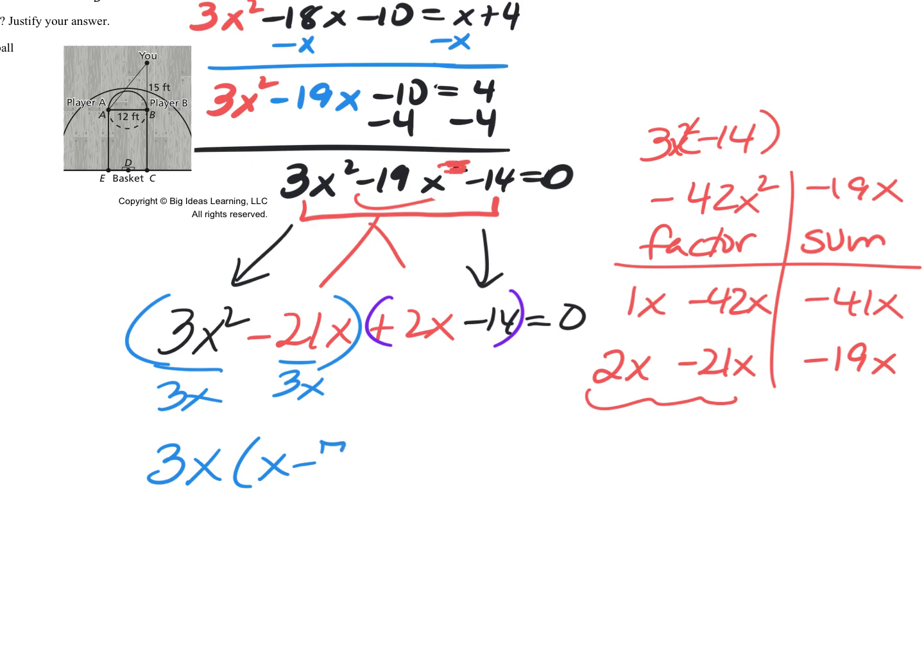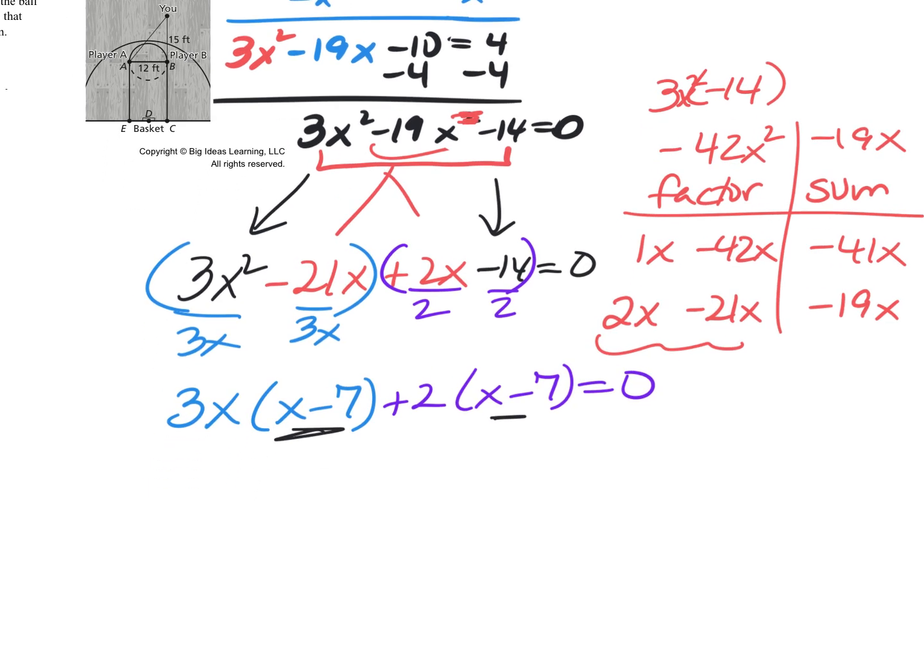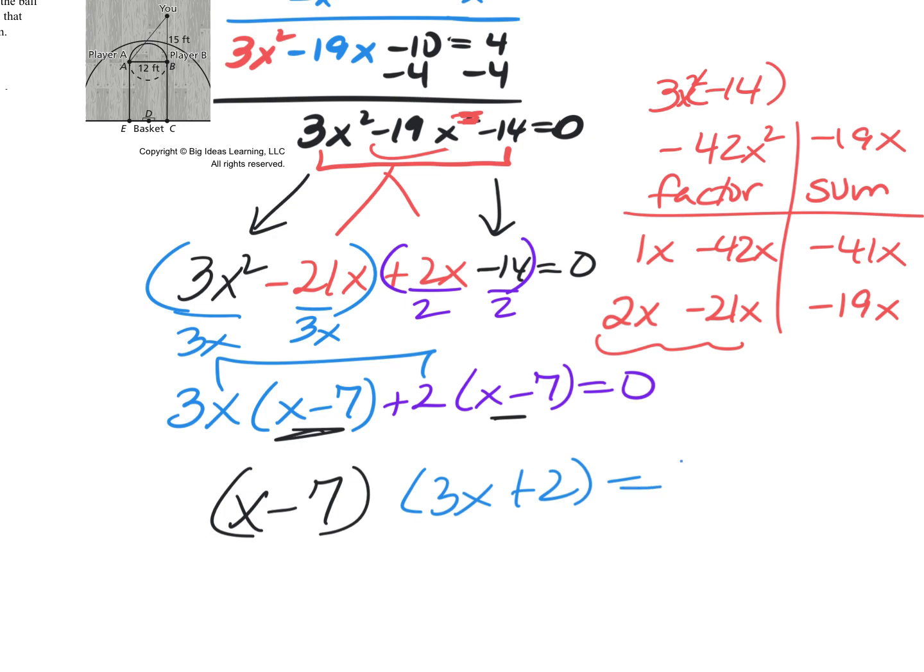After I divide, I'm left with x minus 7. The GCF of purple is positive 2. And then after I divide, notice I have the same common factor here now. So that becomes one of my binomials. And then the two GCFs that I factored out become my second binomial.